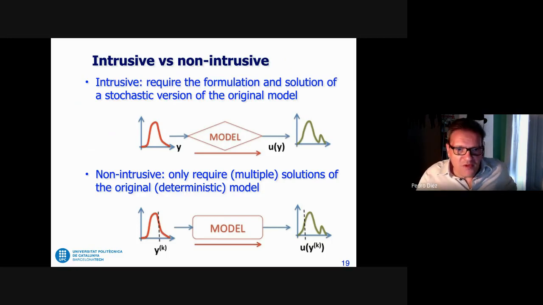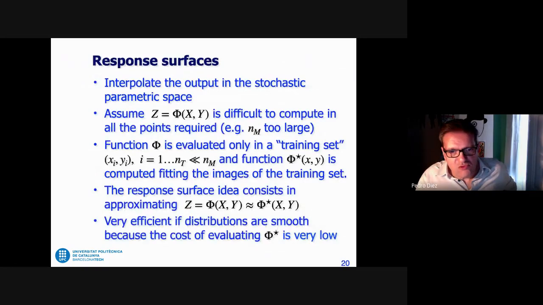The response surface is a concept that allows you to be much more efficient while still using the Monte Carlo idea. The idea is very simple. Monte Carlo requires evaluating phi, the function that relates the input with the output, many times. So it requires calling the finite element code many times. That's the expensive thing in the crashworthiness of the car.